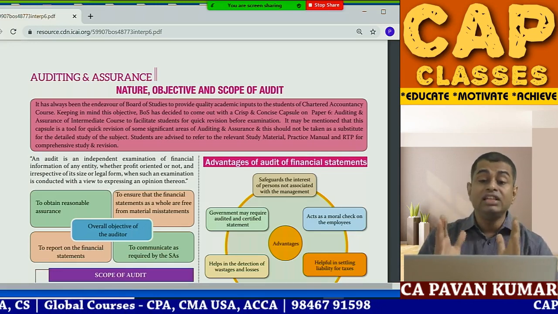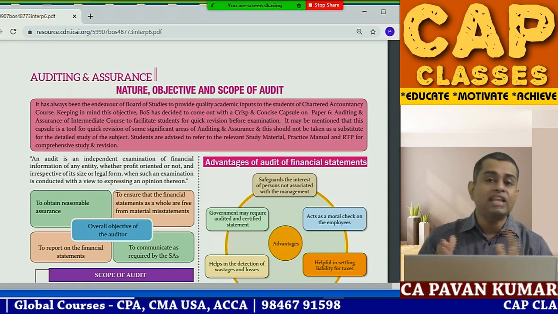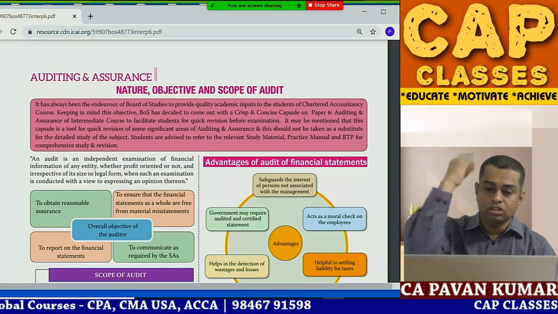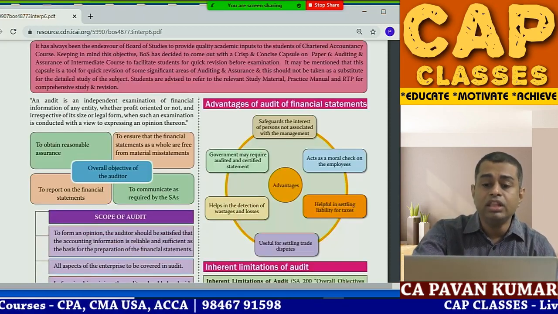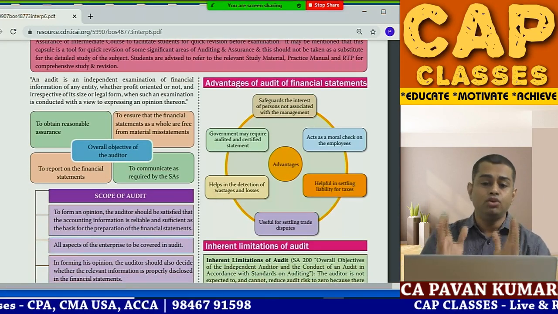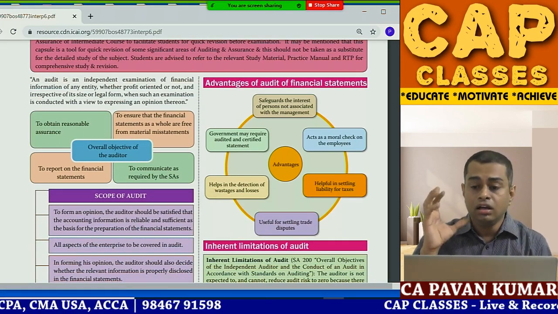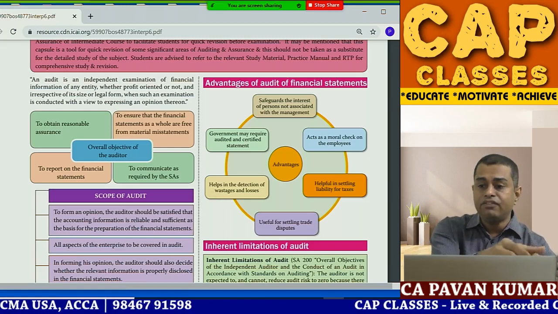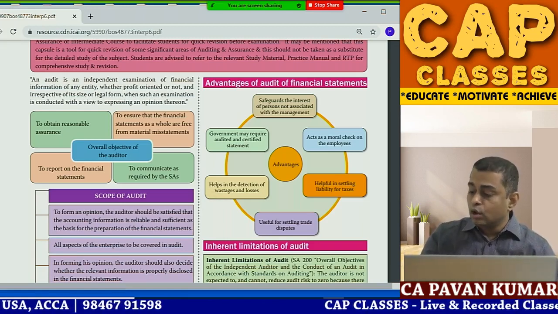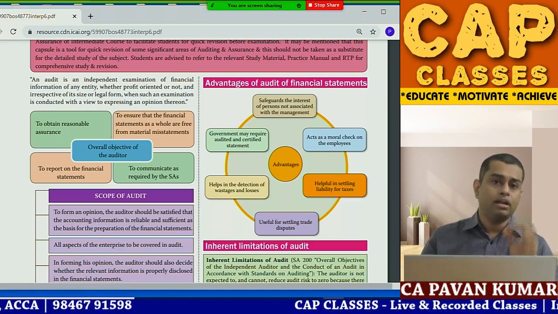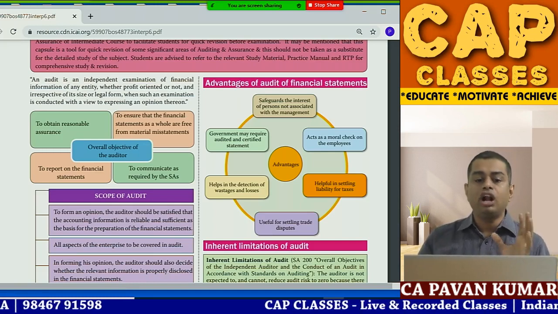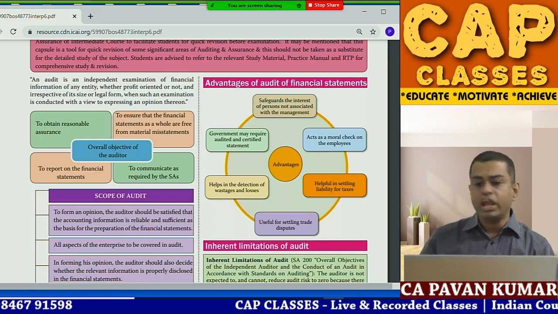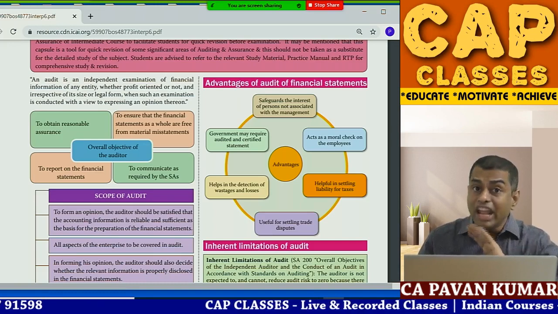With this intro, shall we start with our batch now? Chalo, I am starting with ICAI's beautiful multicolored revision material, and the first one to start with is: what is an audit? What is the objective of audit? I do not want to teach you ABCs.